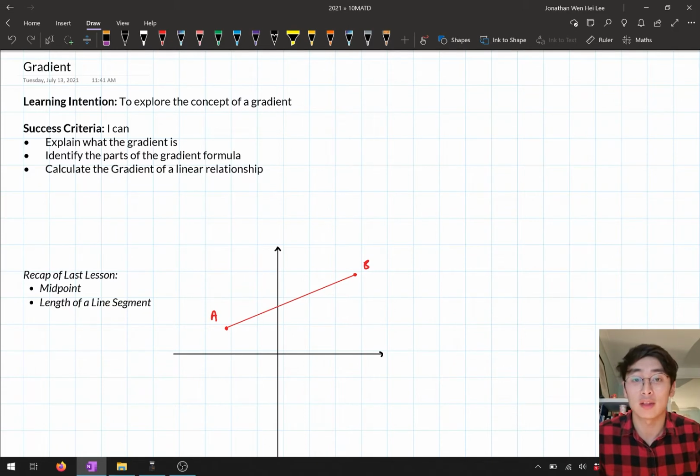So by the end of today's lesson what we want to be able to do is explain what the gradient is, identify the parts of the gradient formula, and calculate the gradient of a linear relationship. So that's what we want to be able to do by the end of this lesson.